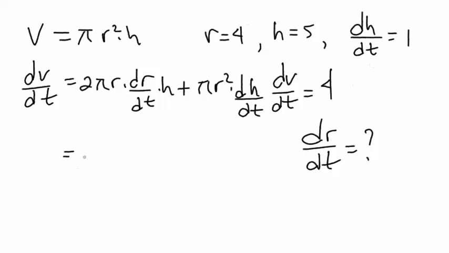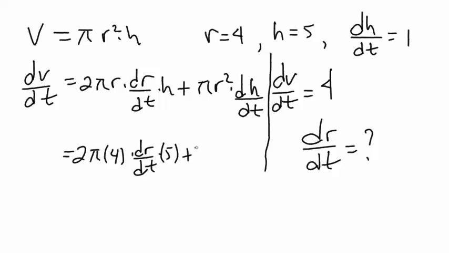Let's just go ahead and plug our numbers in. So we have 2 pi times r, which is 4, dr over dt. That's what we're solving for, isn't it? dr over dt. H, what is h? H is 5 plus pi times 4 squared, and dh over dt is 1. What about dv over dt? Yeah, it's right here, 4. Could have probably arranged this stuff a little better.